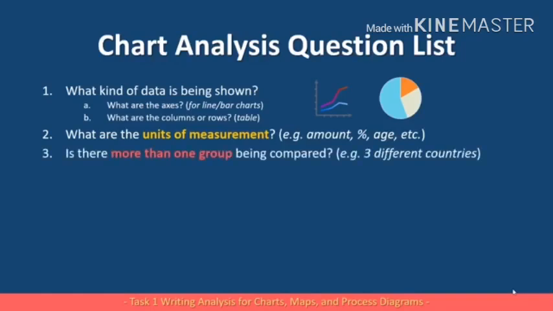Next, is there more than one group being compared? For example, sometimes there are 3 different countries being compared in one chart. You need to make note of this. Next, does it show change over time? Okay, do we have time, or are there multiple charts? This is very common in IELTS, so you need to be careful to notice if it shows change over time.